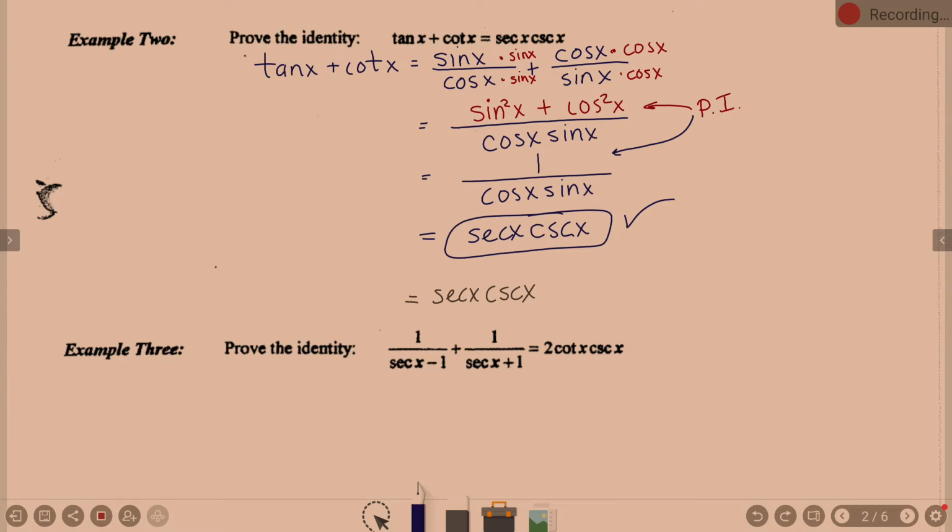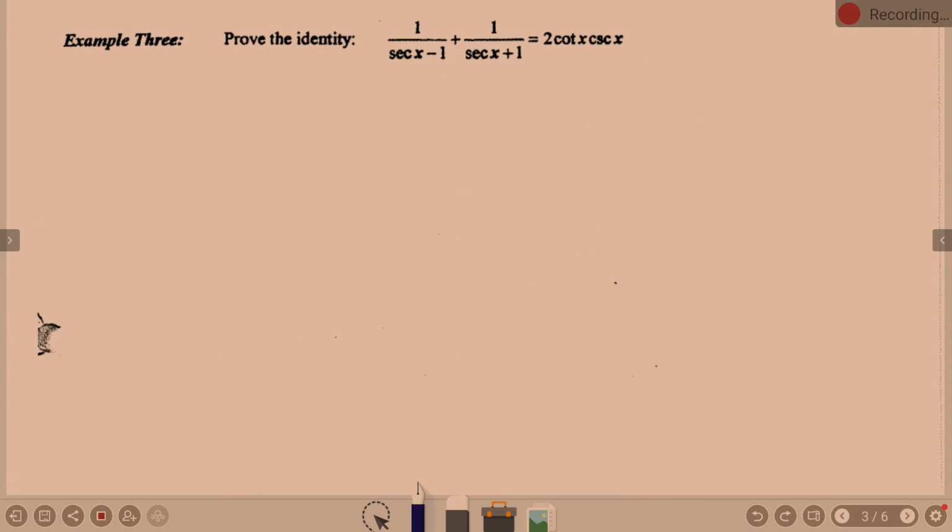Okay. Questions on that one? Okay. Next problem then. Prove the identity. 1 over secant x minus 1 plus 1 over secant x plus 1 equals 2 cotangent x cosecant x.